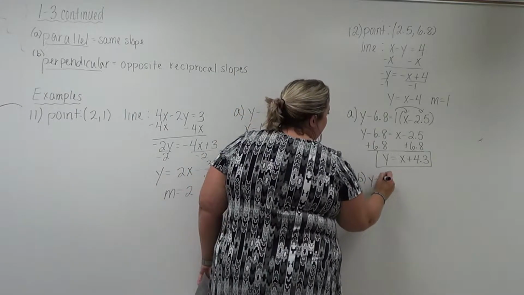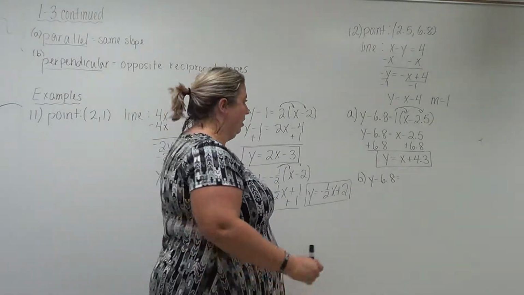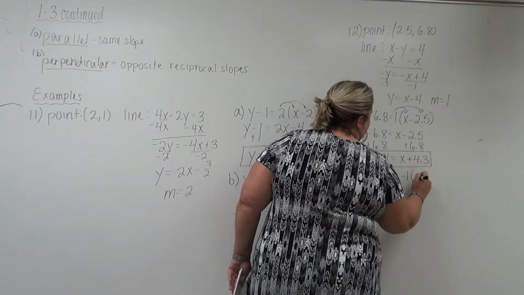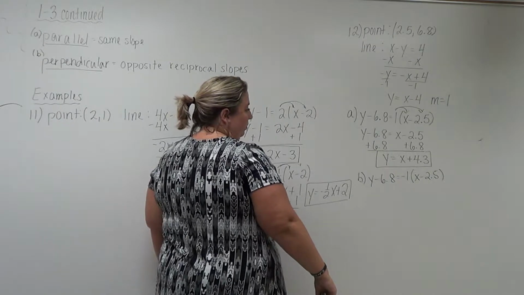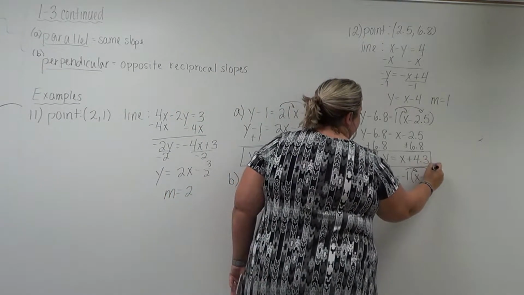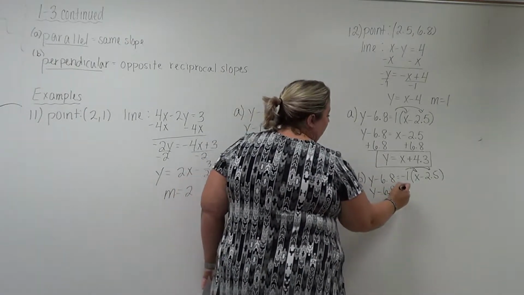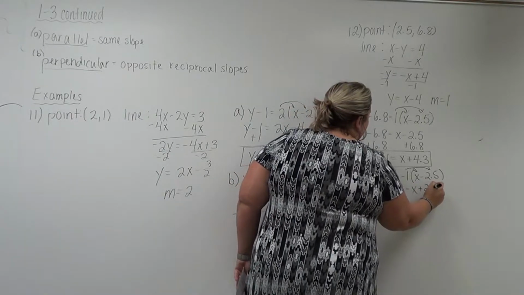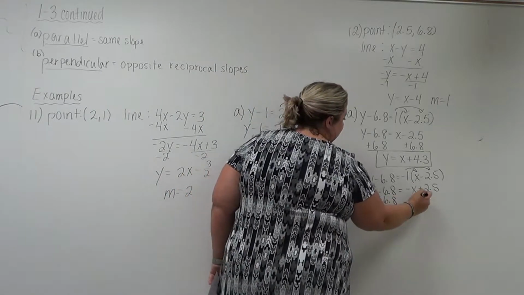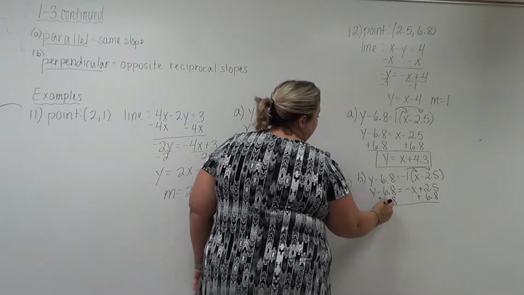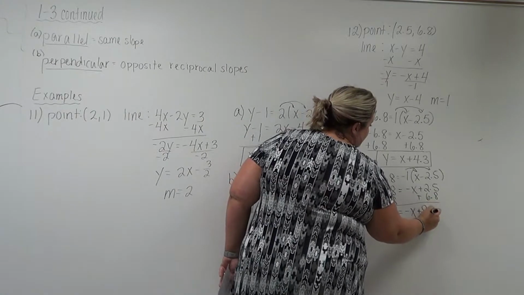For perpendicular, what's the opposite reciprocal of 1? Negative 1. Good. So I'd have everything set up the same way, except my slope is going to be negative 1. So I would distribute. So I have y minus 6.8 equals negative x plus 2.5. And then I would add 6.8 to both sides. So I have y equals negative x plus 9.3.